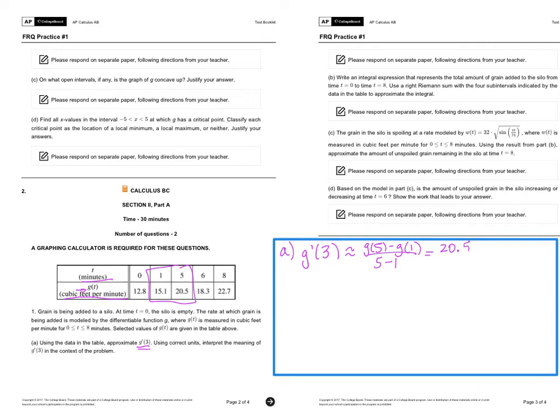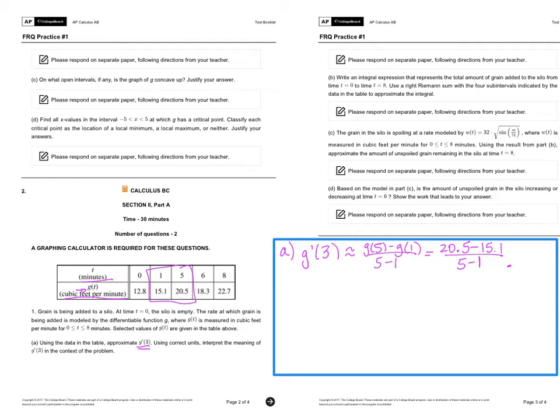Now, you didn't necessarily have to write that. If you went straight to the 20.5, I just want to make sure that you understand what I'm doing. And then 5 minus 1, or of course, you could put 4, but you can leave it as 5 minus 1. So I would stop right there since you can. And that was worth 1 point, just getting that. Again, you have to show the difference quotient and get that answer.